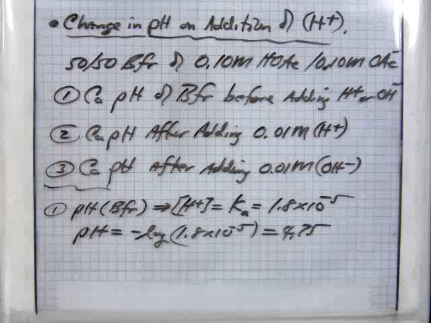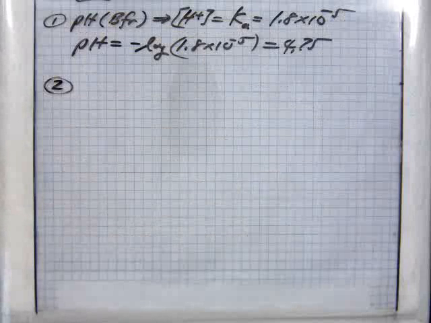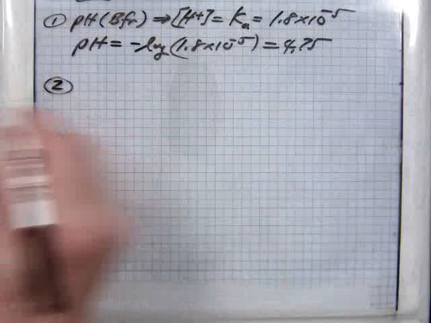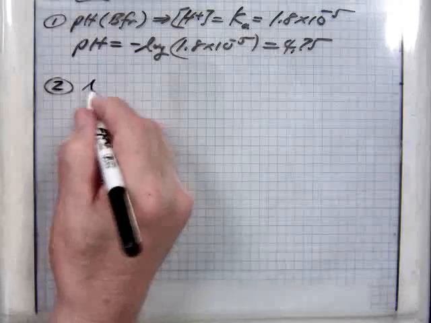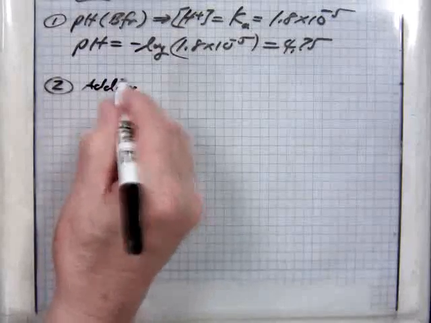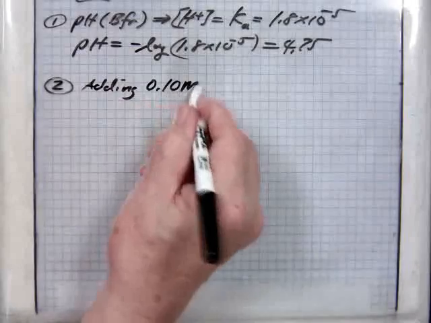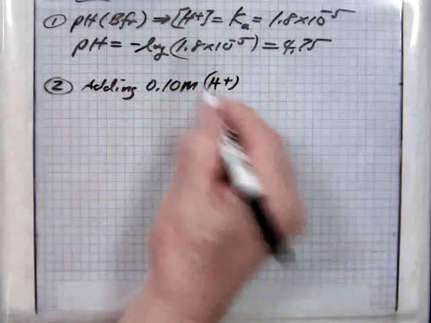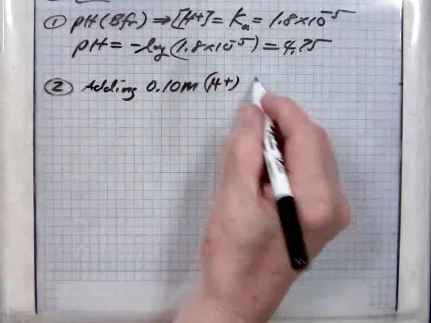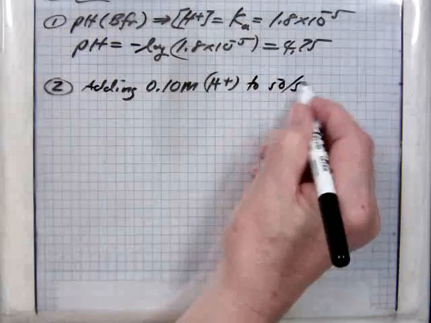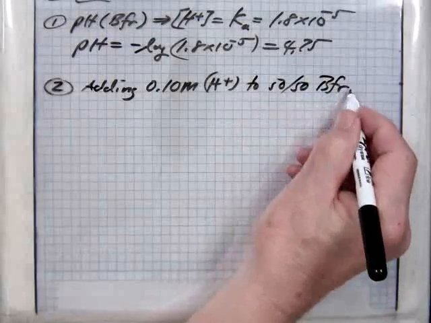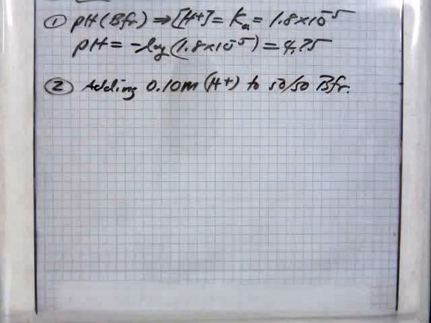How much change does it force on the buffer system? You're going to add 0.01 of hydronium ions to our 50-50 buffer. And the pH is going to change.